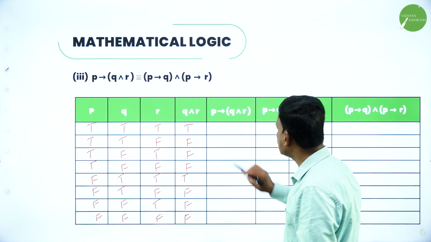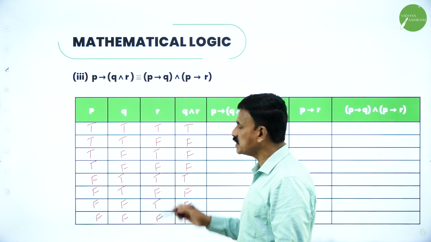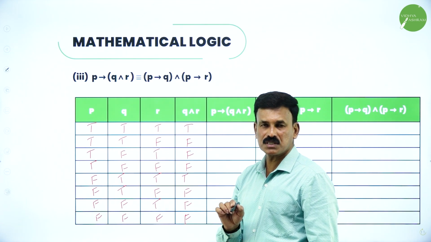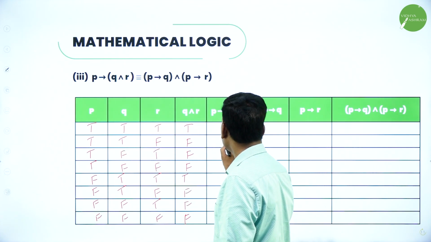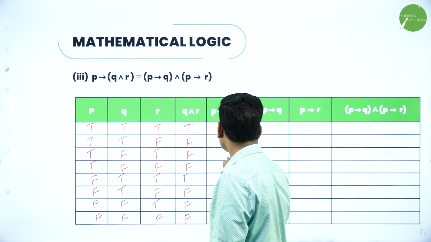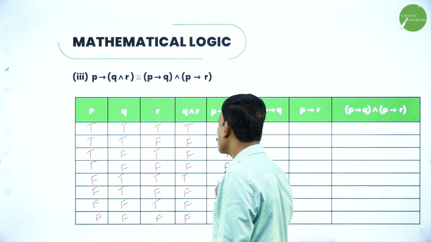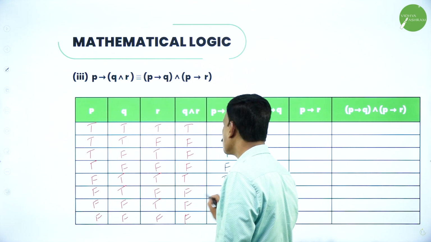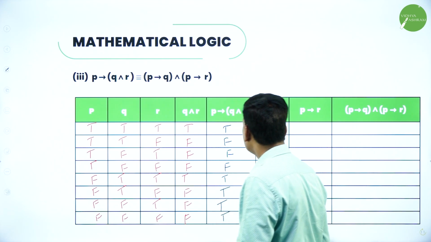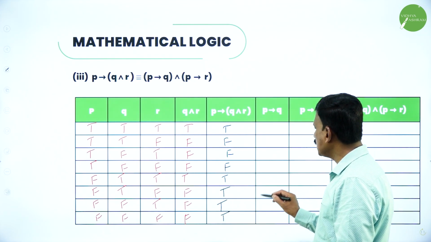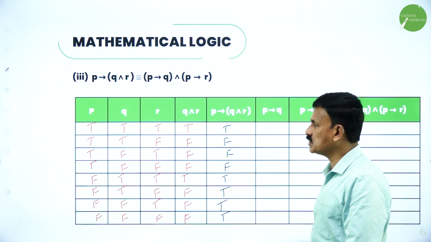Now, write down the conditional for this. So, the conditional for P and Q conjunction R. Conditional means true and false is false, in other cases it is true. So, true and true is true, true and false is false, true and false is false, true and false is false, false and true is true, false and false is true, and so on, all true. So, T, F, F, F, T, T, T, T. This is for P conditional to Q conjunction R.